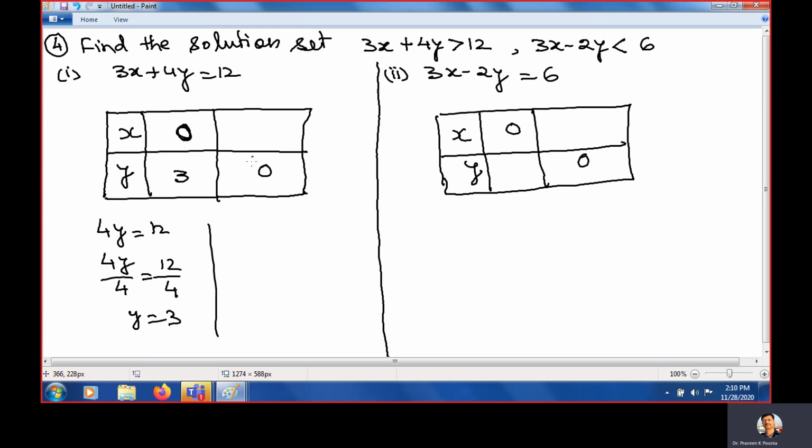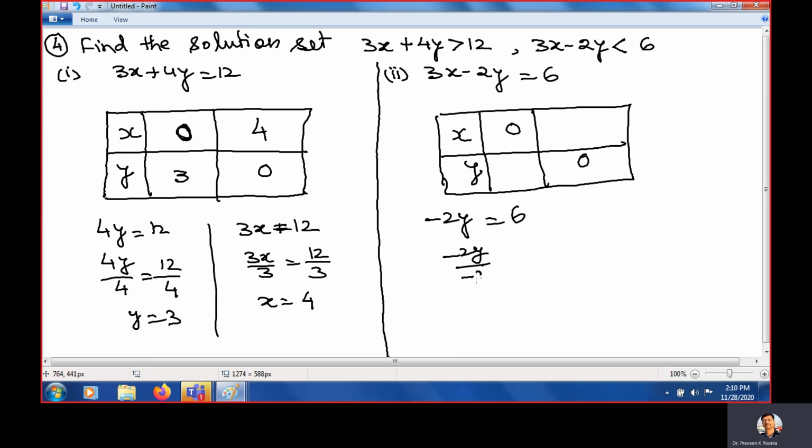And another one: if you put y is 0, it is 3x plus 0 equal to 12. Divide by 3. x equals 4. This is how you get it. This is a simple rough calculation you need to show. And here, if you put x is equal to 0, what will you get? Minus 2y is equal to 6. Divide by minus 2. So y equals minus 3.